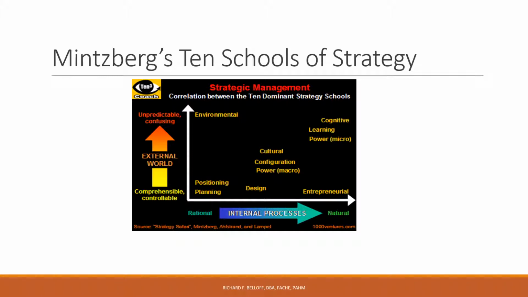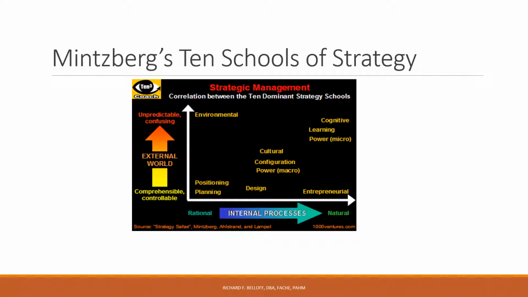And what I liked about this particular diagram is that it puts the different perspectives on strategy, the schools, on a grid and uses the axes of internal processes, in other words, focusing on what's going on inside the organization, and then looking at the external world, and also this whole notion of what's predictable, in other words, what's the external world like out there.